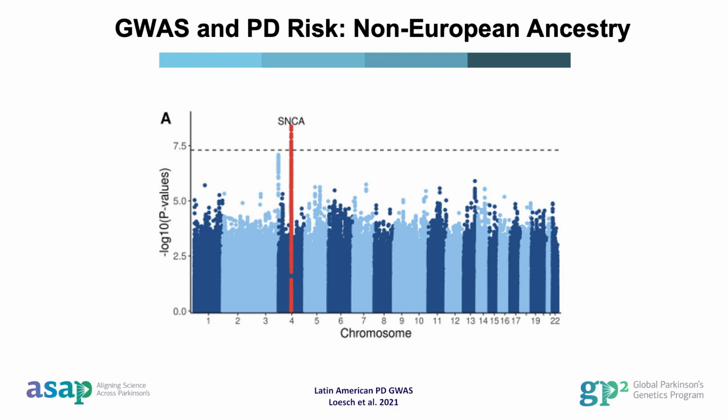A study by Loesch et al. focusing on the Latin American population identified the SNCA locus as reaching genome-wide significance, with lead SNP rs356225. Additionally, 82% of the variants identified by Nalls et al. were concordant in their effect size direction.